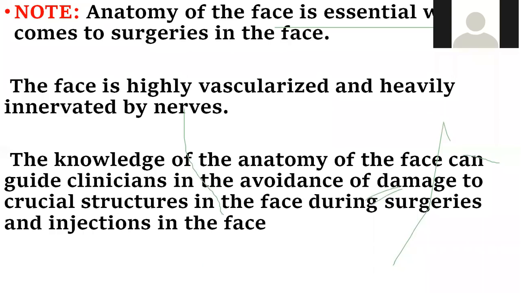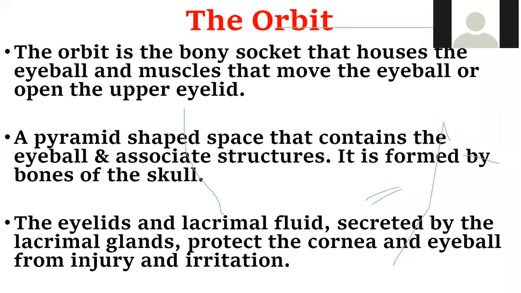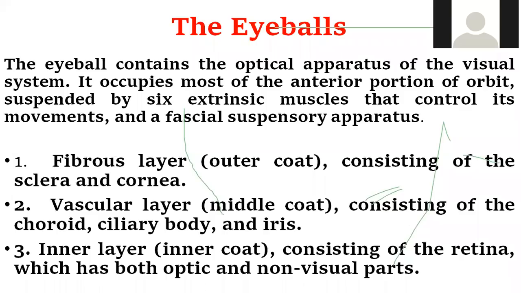The content of the outer layer is the sclera and the cornea, and the middle layer is the vascular layer. So it consists of the choroid, the ciliary body, and the iris, while the inner layer, which is also known as the inner coat, consists of the retina, which has both optic and non-visual parts. So those are the contents of the eyeball. For details, you can go through your lecture notes and read up the details.